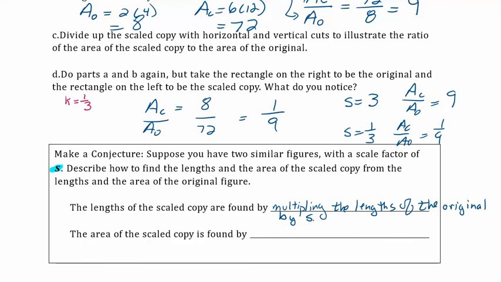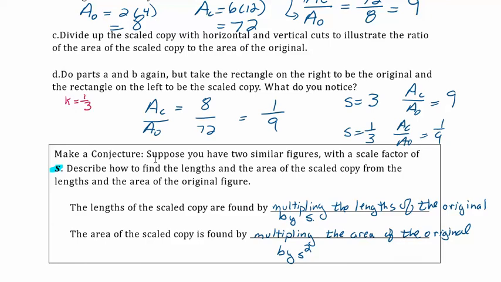Now, perimeter counts as a length. So when we say multiplying a length, it could be a length, a diagonal, a perimeter, any measure of length. The area of the scaled copy is found by multiplying the area of the original, not by S anymore. That didn't work. Not by 3 in this case. You have to multiply by S squared. S squared.